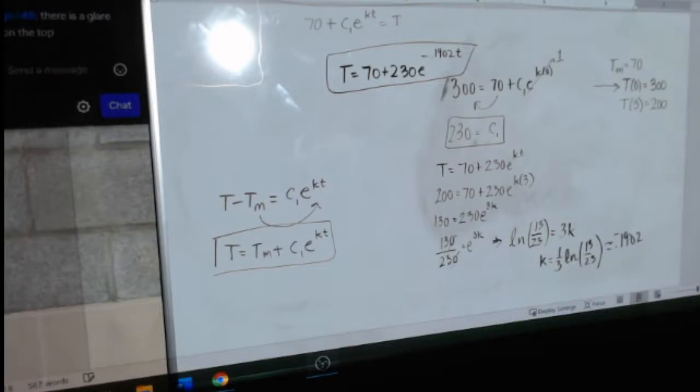So the last part of the problem asked, when is it okay to eat? Well, I guess that kind of depends on how hungry you are. Right? It's kind of a vague question, so if I were to give you this on a test, I'd be more specific. I'd say maybe when does the cake get down to 100 degrees Fahrenheit? So to solve that, you would just set big T to 100 and then solve the equation for little t.